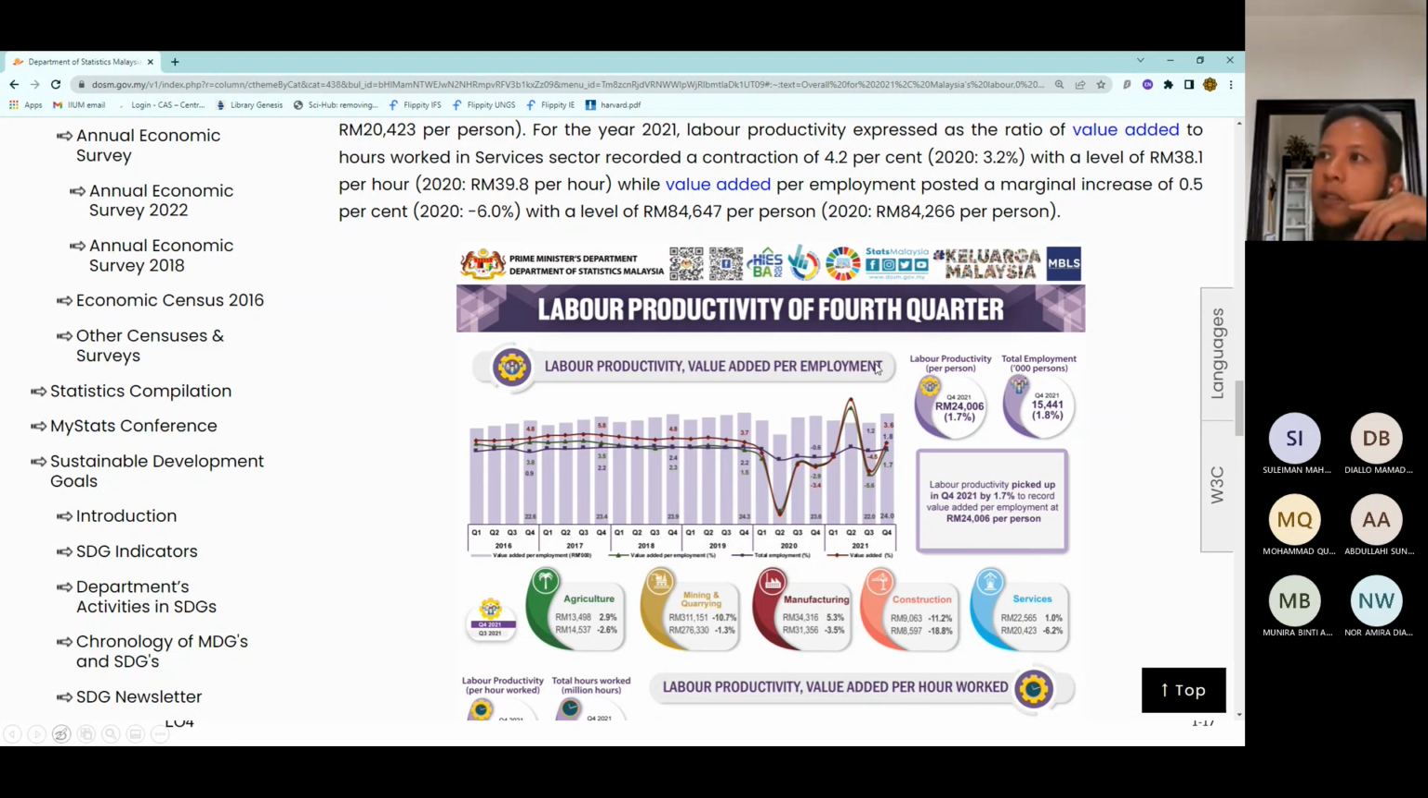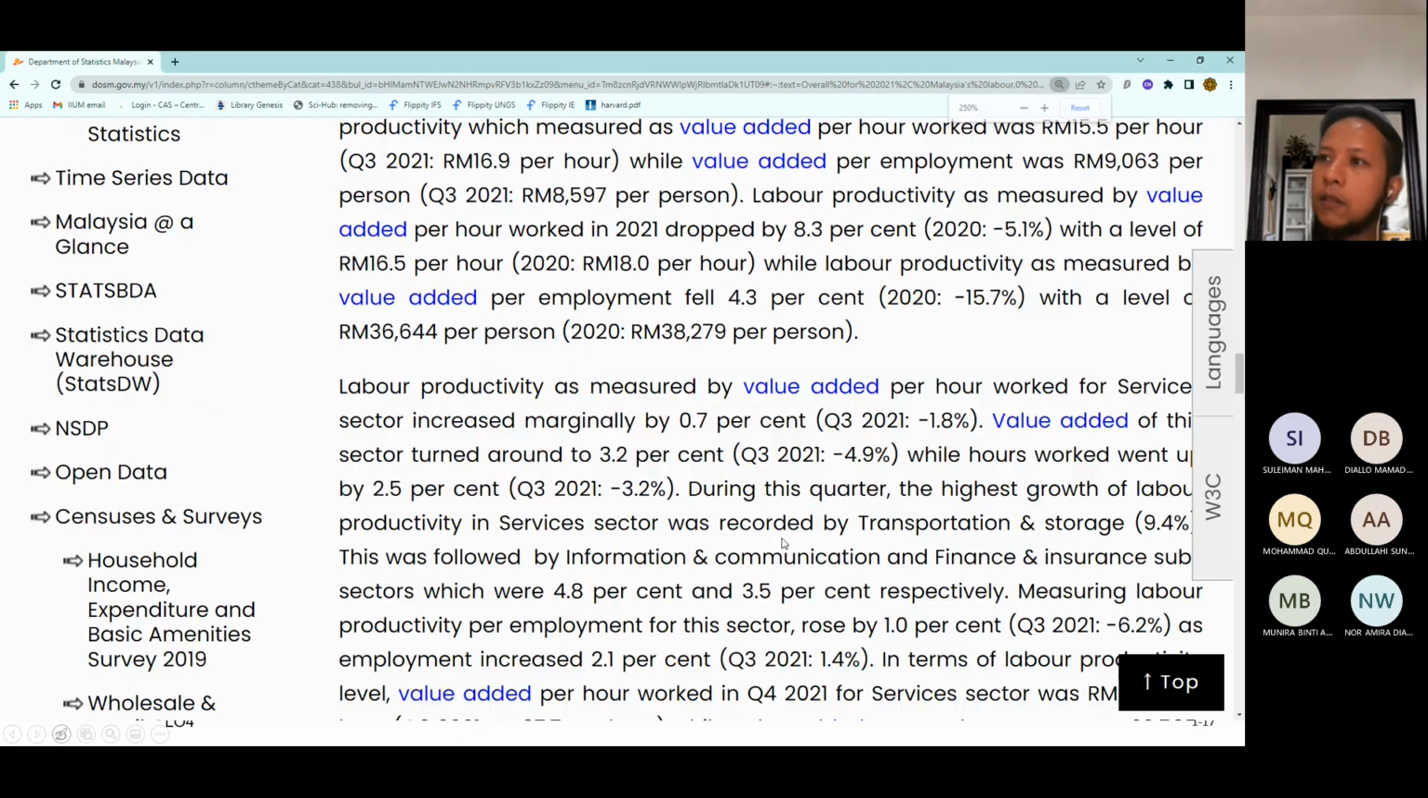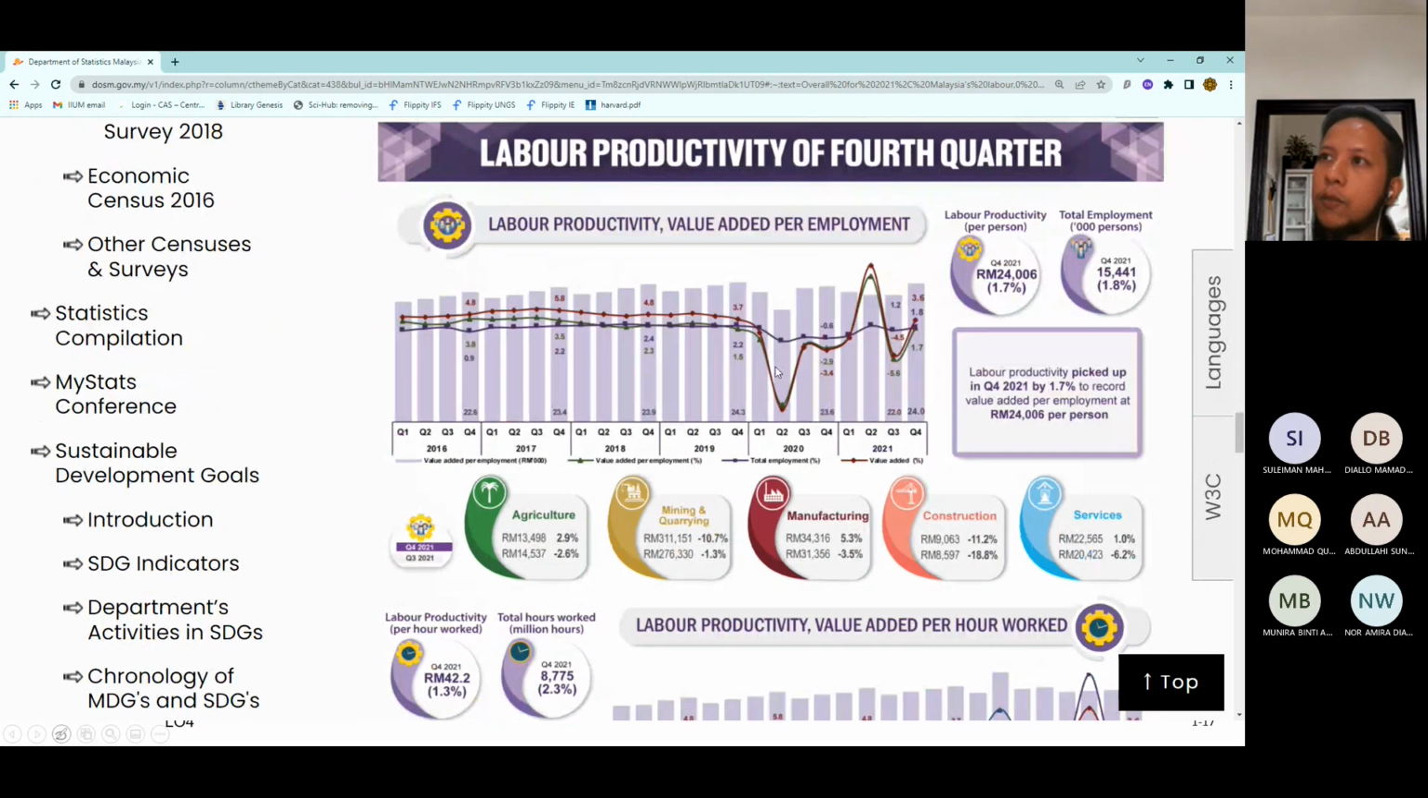Okay, so in quarter 4 of 2021, each person on average, the labor productivity, is contributing 24,000 on average. This is an increase from the previous period of 1.7%, and you can compare. And basically what happened is, as you see here, in 2020, not only in Malaysia but all around the world, labor productivity decreased, at different sectors.